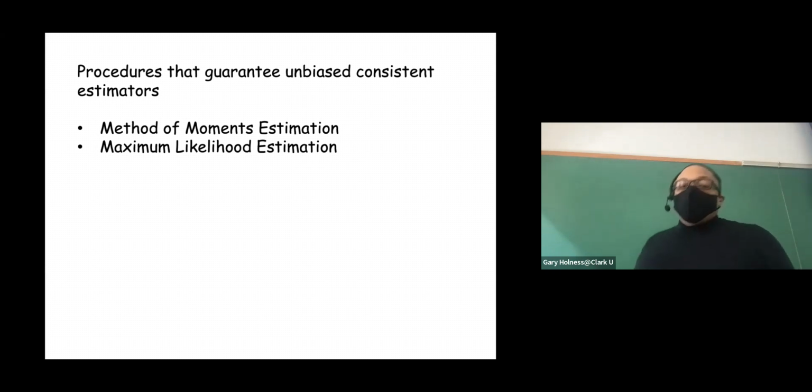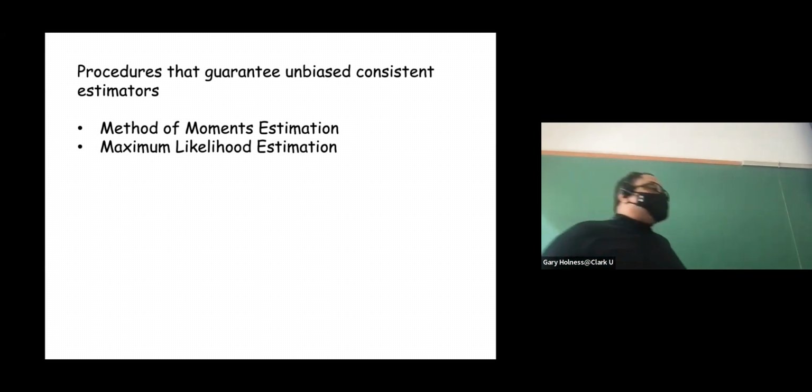And so when you read the literature, sometimes you'll see the term a method of moments estimator or a max likelihood estimator. That's the result of the procedure, but method of moments estimation, max likelihood estimation is the process that you go through in order to arrive upon this statistic. Does that make sense?